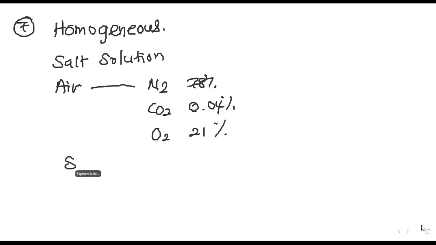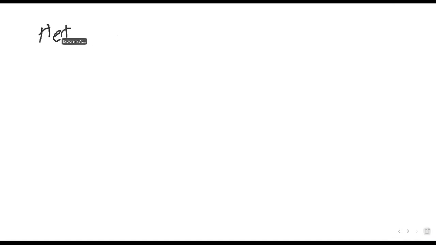And if you talk about a sugar solution, that is also a homogeneous mixture. So in homogeneous mixtures the composition throughout the mixture is the same. And then the next one is the heterogeneous mixture. In a heterogeneous mixture the composition is not the same throughout the mixture.